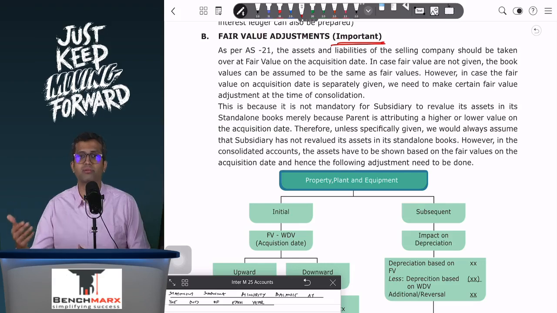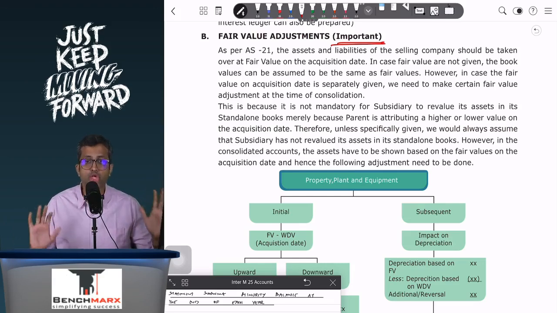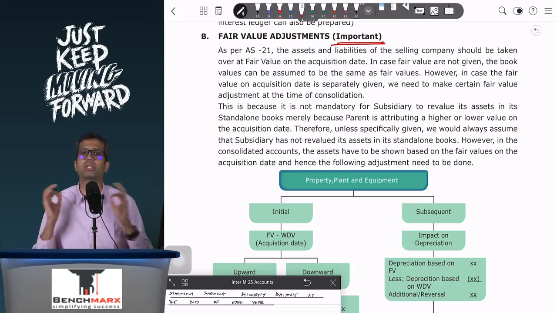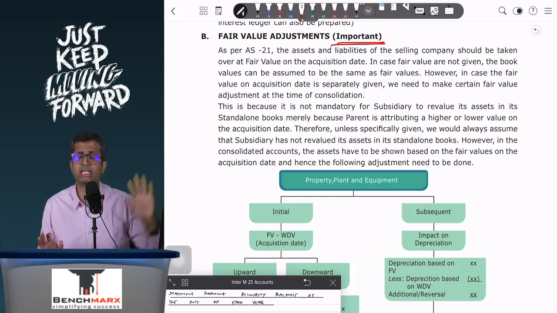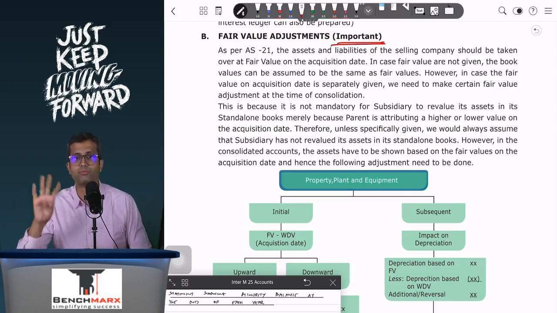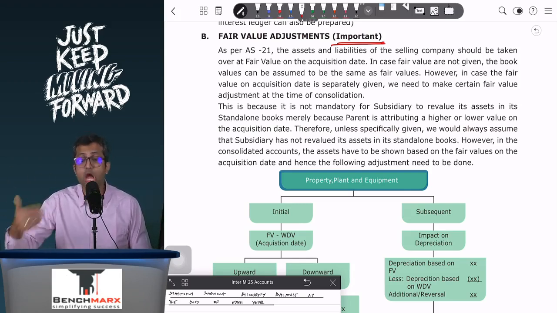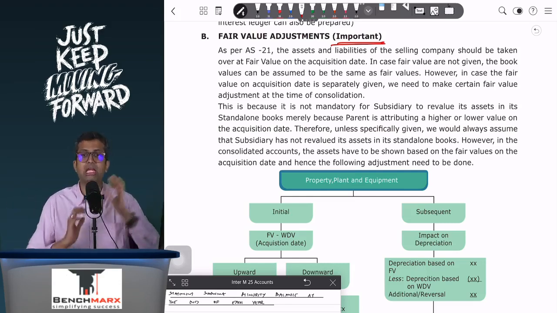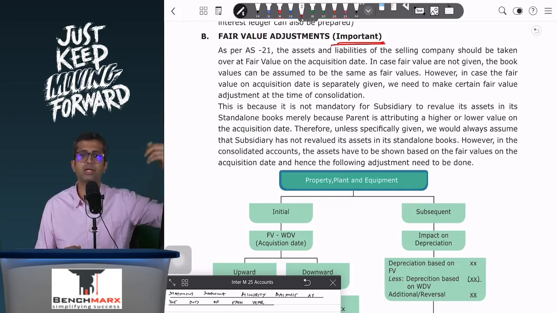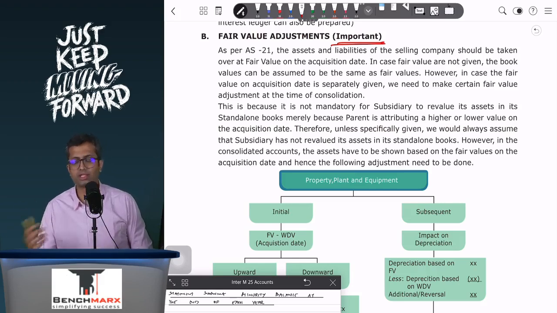However, its fair value is 500, and one-tenth of 500 will be 50. So if in my consolidated accounts I am taking over the land and building at a fair value of 500, the depreciation later should also be based on 500, that is 500 divided by 10, which is 50. Hence the additional depreciation of 40, that is 50 minus 10, will impact the post-acquisition profit calculation. When you calculate the post-acquisition profit, an additional 40 will be impacted.